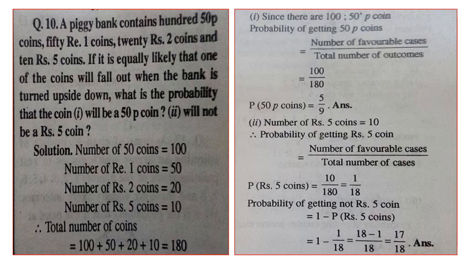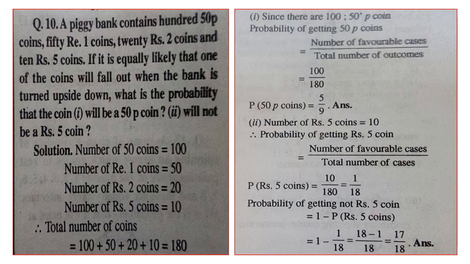Now question number 1. Find the probability to get a 50 paise coin. So the probability of 50 paise coins is equal to 100 by 180. Since there are 100 50 paise coins, the probability of getting 50 paise coins is equal to 100 by 180, that is equal to 5 by 9.